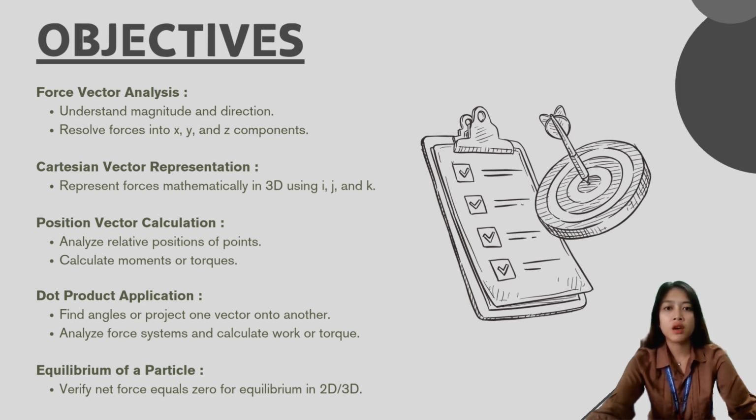Position vector calculation focuses on analyzing the relative positions of points to calculate moments or torques. Then, the dot product application teaches us to use the dot product to find angles, project vectors, and analyze force systems. Finally, equilibrium of a particle emphasizes verifying that the net force acting on a particle is zero to ensure stability. Achieving these objectives will deepen our understanding of how forces interact in systems and their application in engineering design for stability and safety.